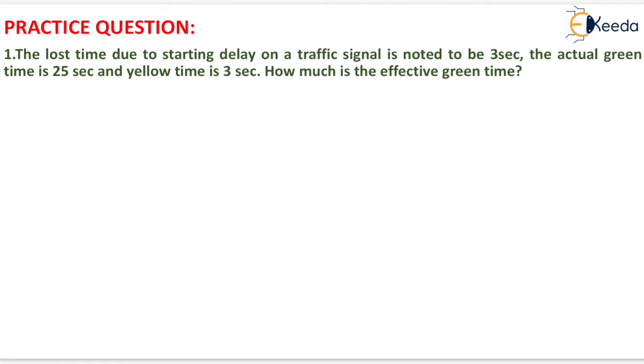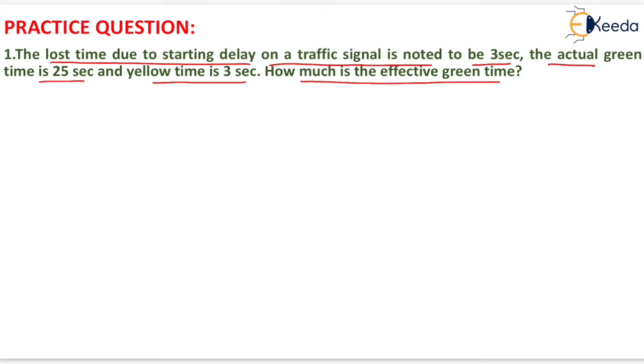The question is given as: the lost time due to starting delay on a traffic signal is noted to be 3 seconds. The actual green time is 25 seconds and yellow time is 3 seconds. How much is the effective green time?